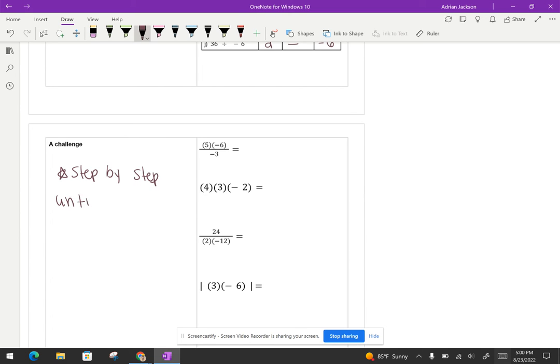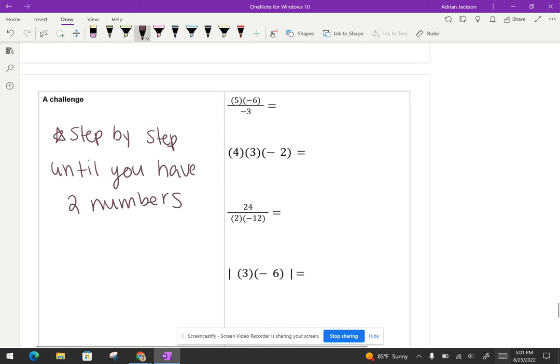until you get to 2 numbers. So here, the first thing that I'm going to do is deal with the top part, 5 and negative 6. So 5 times negative 6 is negative 30. We have that over negative 3. Sometimes you're going to see division like this. It kind of looks like a fraction, but it's still just dividing. So negative 30 divided by negative 3. If I just start with the numbers, 30 divided by 3, I get 10. And because they're the same sign, my answer is positive. So it's going to stay 10.